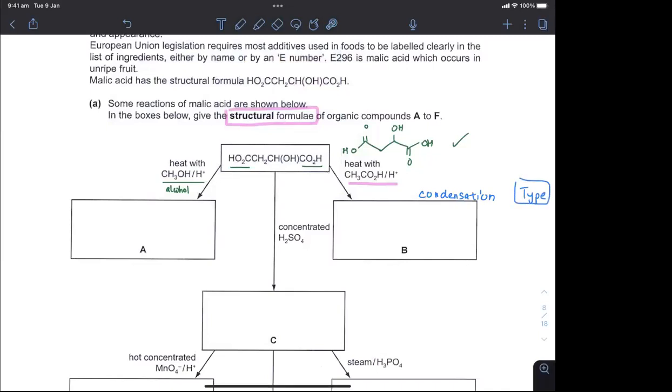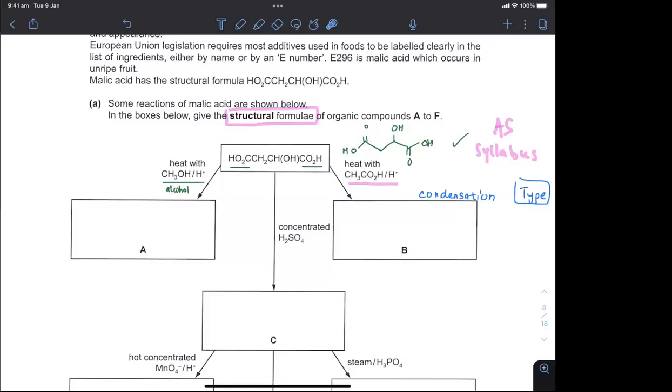If you look in the AS syllabus, okay, I dare you, look in the AS syllabus, you will not find esterification under type of reaction. It's not there. It's not there in the syllabus at all. The type of reaction is called condensation. When you form ester, it's called condensation.